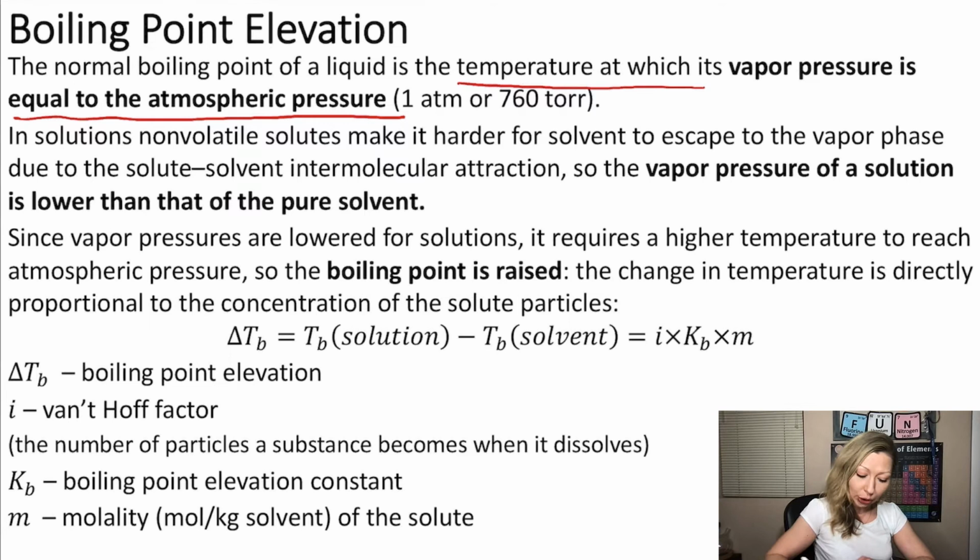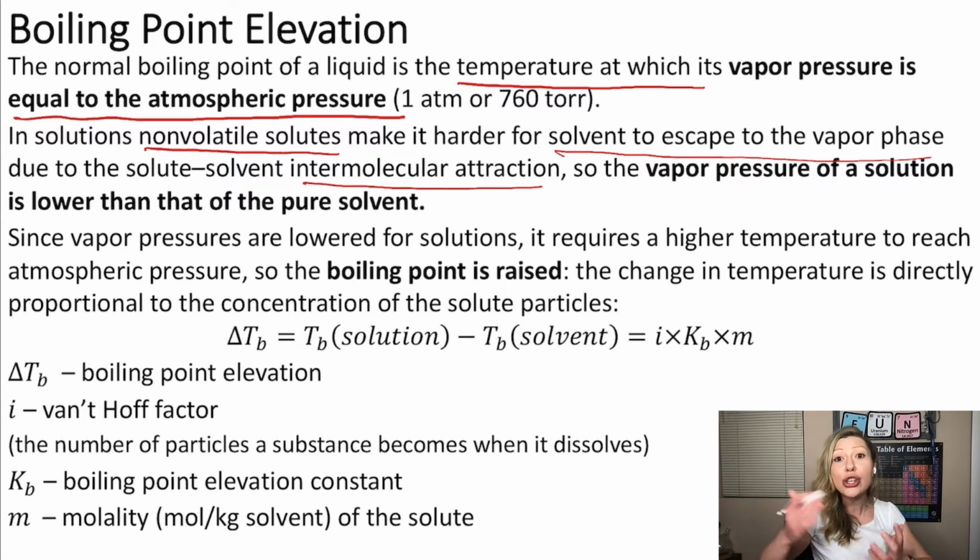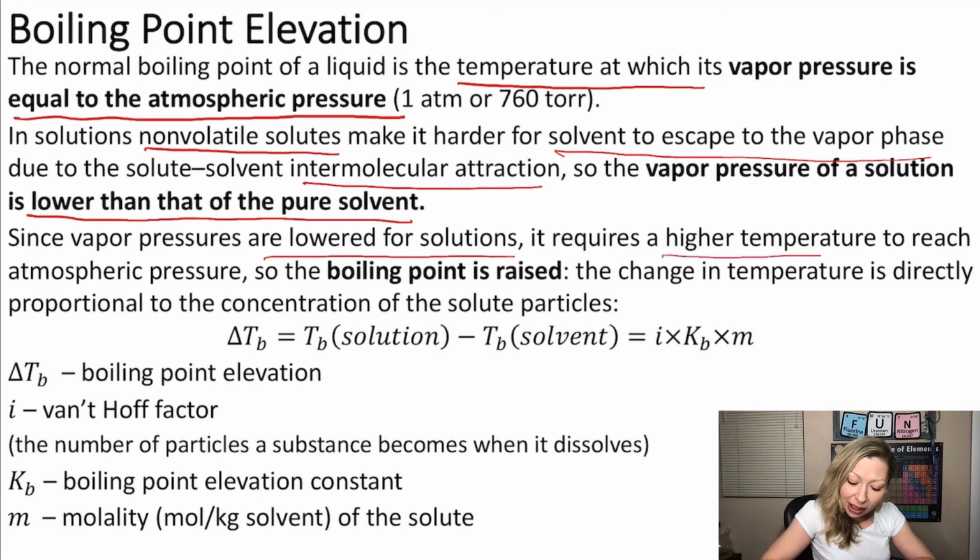When we have a solution made of non-volatile solutes and a solvent, it is going to be harder for the solvent to escape to the vapor phase due to the solute-solvent intermolecular interactions. So the vapor pressure of a solution is going to be lower than that of the pure solvent. And because the vapor pressure is lower for a solution, it is going to require a higher temperature to reach the atmospheric pressure. So overall, we are going to end up with a higher boiling point.